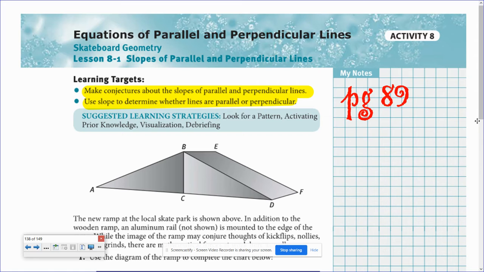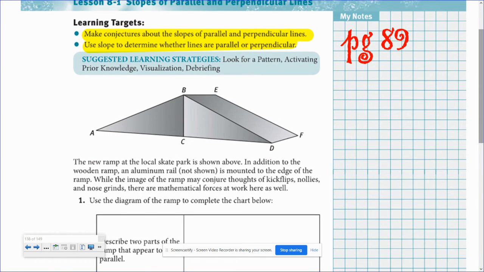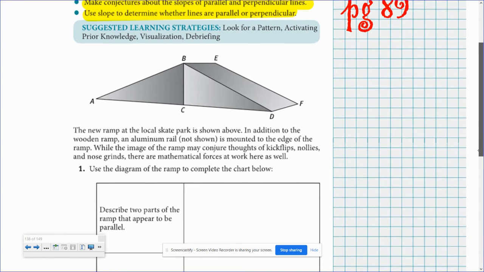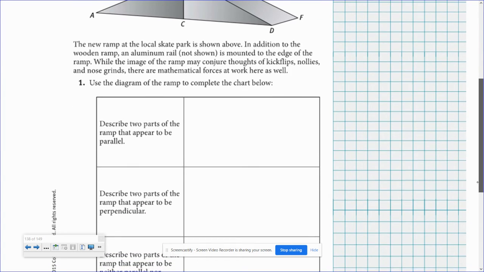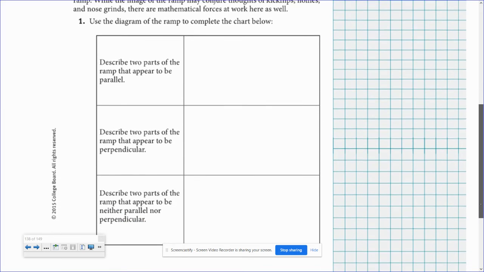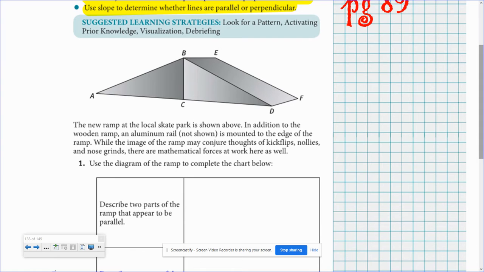So we're going to be looking at this ramp here. It says the new ramp at a local skate park is shown above. While the image of the ramp may conjure thoughts of kickflips, nollies, and nose grinds, there are mathematical forces at work here as well. So let's look at this. We're going to fill in this little chart. But try really quick, describe two parts of the ramp that appear to be parallel, two parts of the ramp that appear to be perpendicular, and some that are neither parallel or perpendicular. So take a second there and use the picture, come up with your own answers to go inside that box there.